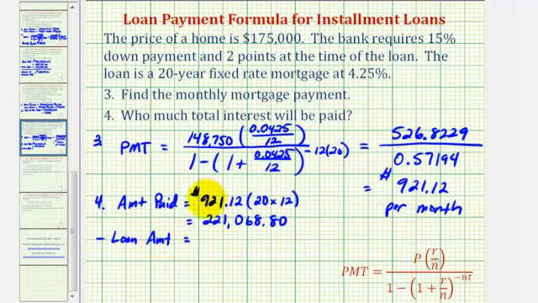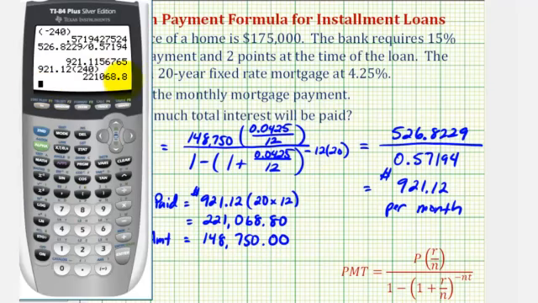Now we're going to subtract the loan amount, which was $148,750. Since we already have the total amount paid in the calculator, we can just press minus $148,750, enter, and so the total interest would be $72,318.80.